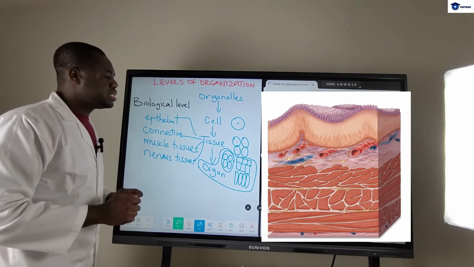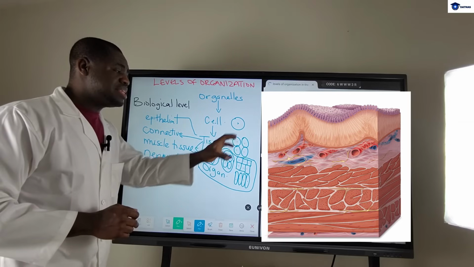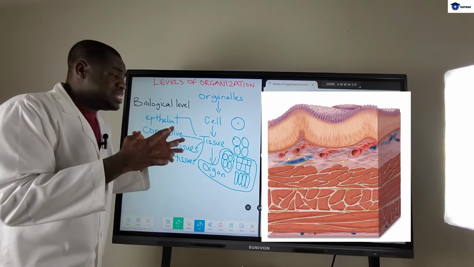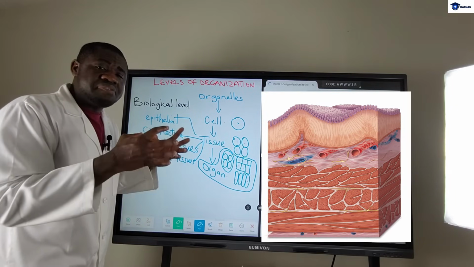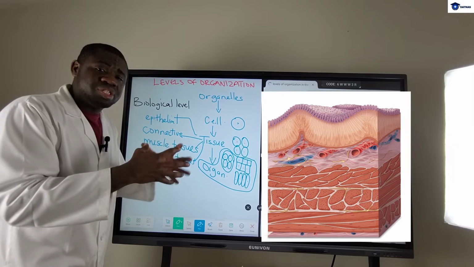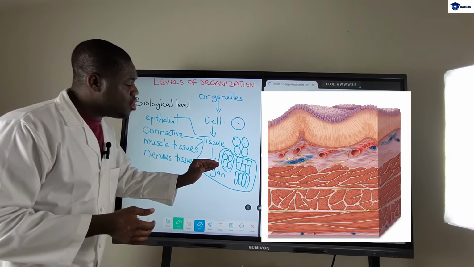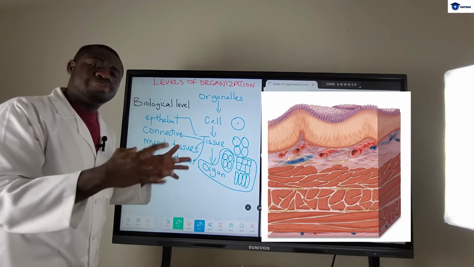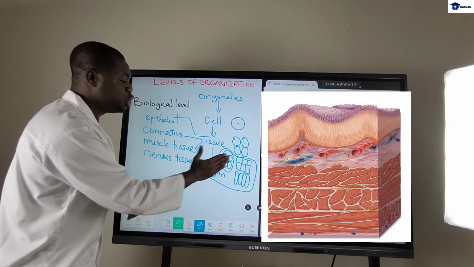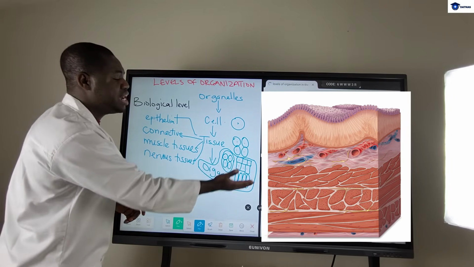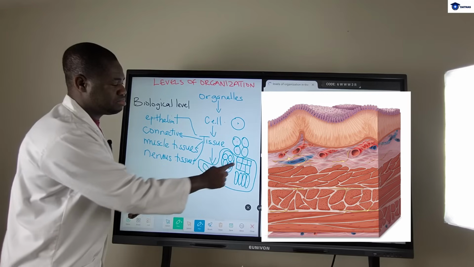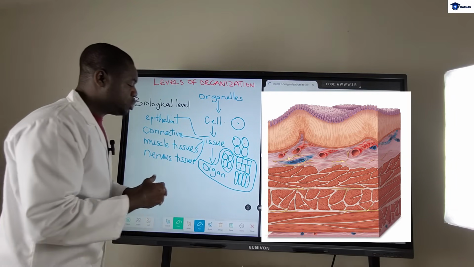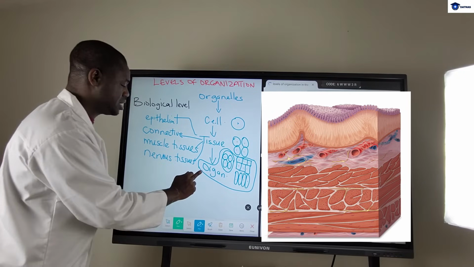You know, for a tissue to form, the cells must come together, but these cells must be the same, must have the same function, must appear the same. But for an organ to form, two or more tissues must come together, and these tissues must be different in shape, in functions. An example of an organ is the stomach.